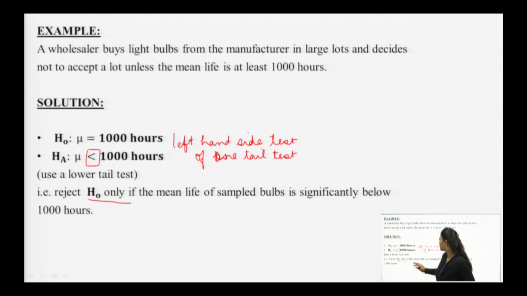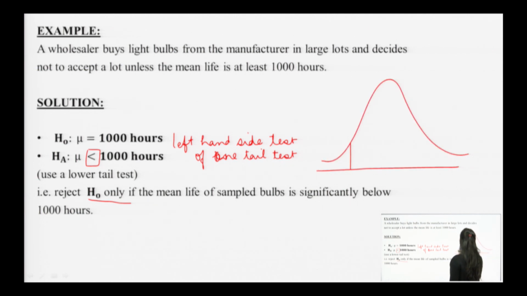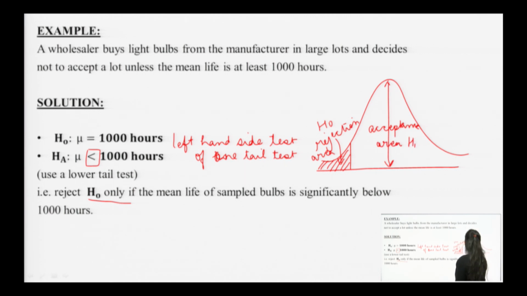In this case, if we draw the bell shaped curve, this is H naught, this is the rejection area, and this is the acceptance area of H1 or H naught. In this part, the hypothesized mean is equal to the actual mean of the sample.